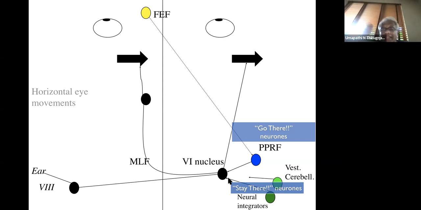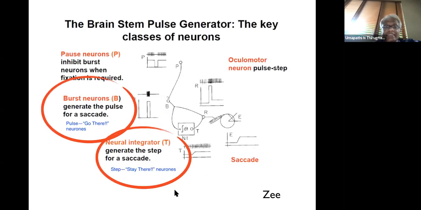But the go there neurons by themselves cannot function, because go there neurons is just go there. It's almost like the first gear of your car. It allows you to accelerate, but it doesn't allow you to maintain the position. So you need a second set of neurons called the stay there neurons.